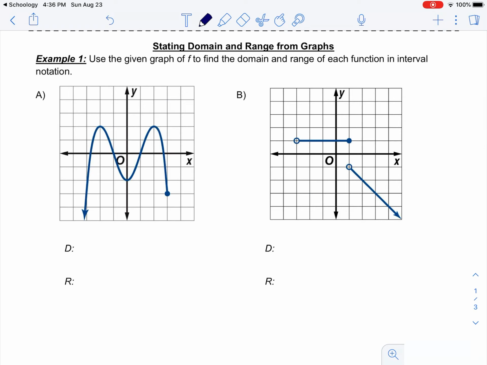Okay, next, stating domain and range from graphs. So this is a good practice. Once again, go ahead and pause the video and try these two on your own, and then we can compare answers and see how you did.